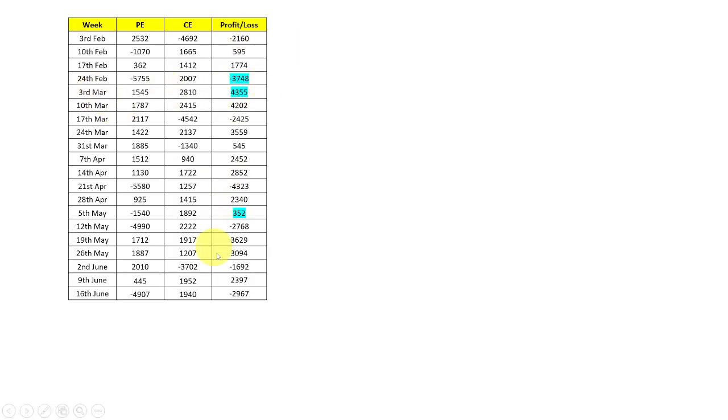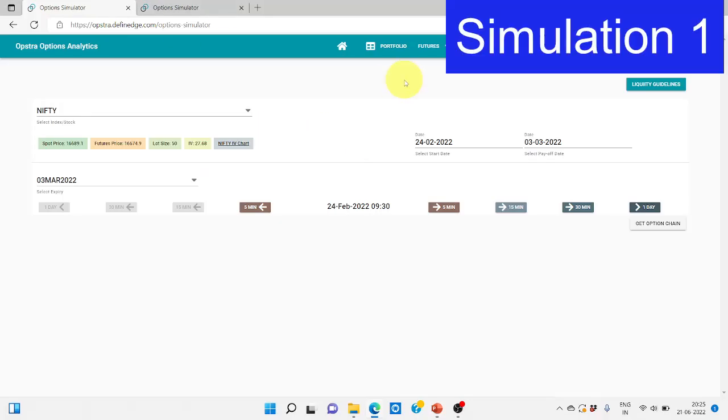The best case scenario is 3rd of March, so we'll go to 3rd March in Opstra. We are entering on the previous Thursday of 3rd March, which is 24th of February. You can see 3rd March is here, and the previous Thursday is 24th of February. So on 24th of February at 9:30 a.m. we are going to start.